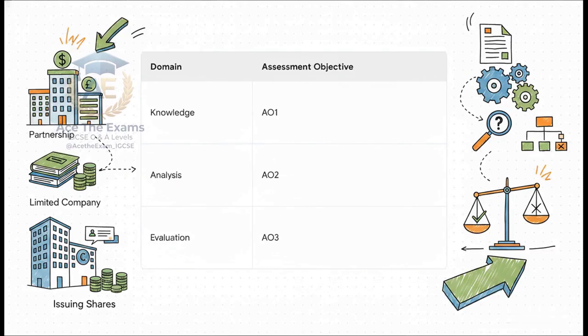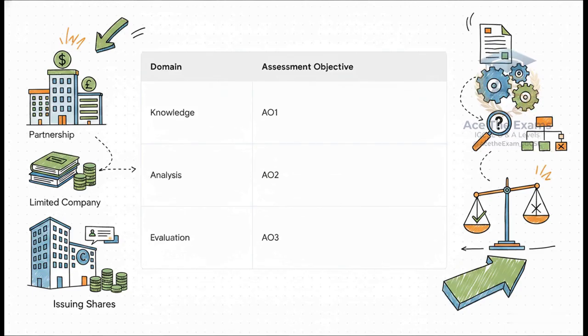This brings us perfectly to this matrix on screen, which brilliantly illustrates how successful candidates demonstrate competence across 3 distinct cognitive domains. Alex and Sam actually had a massive debate about how to unlock the top-tier marking bands here. Alex was laser-focused on AO1, knowledge and understanding. That's your descriptive level. But as Sam correctly pointed out, you cannot stop there. You have to push into AO2, which is analysis, and AO3, which is evaluation.